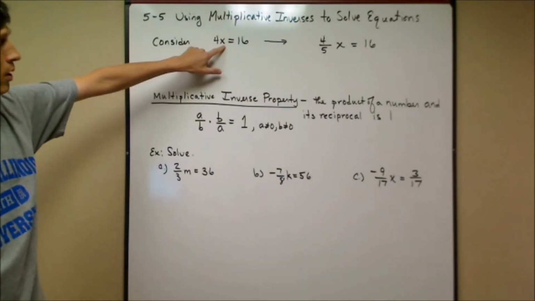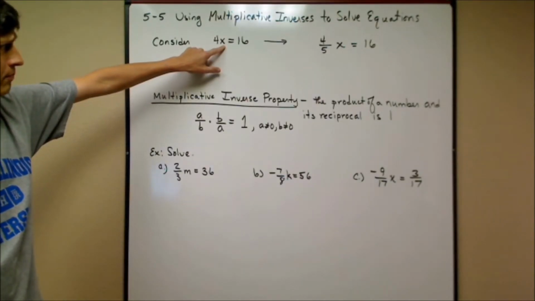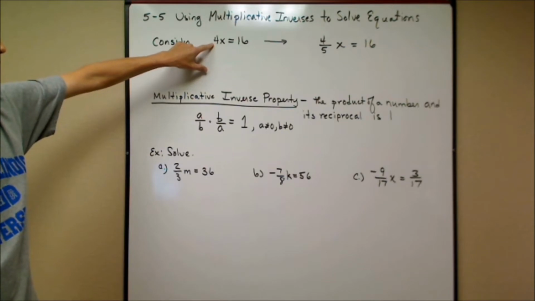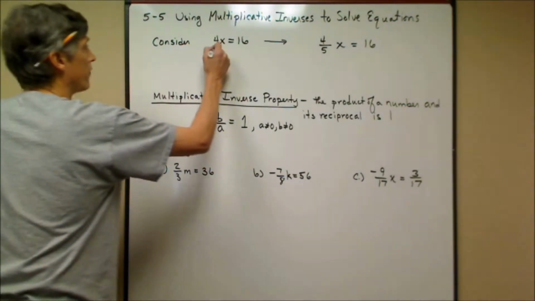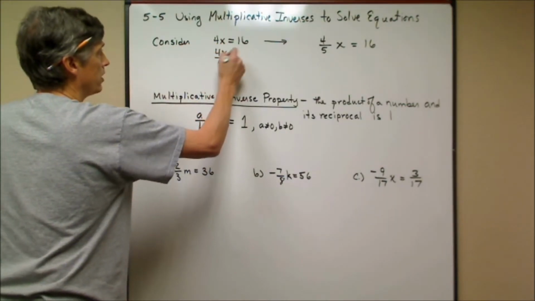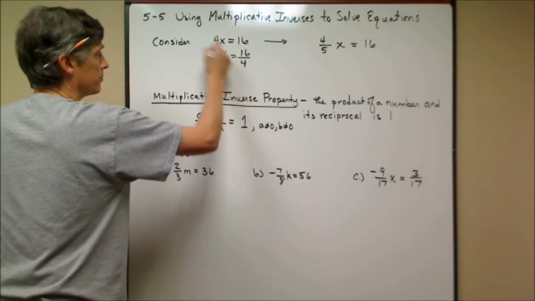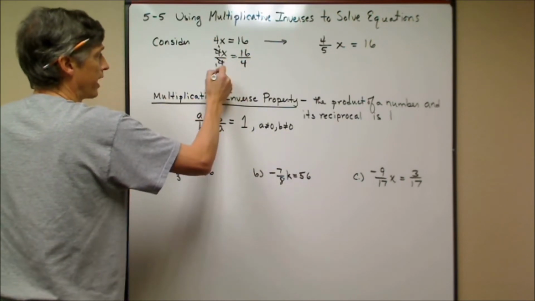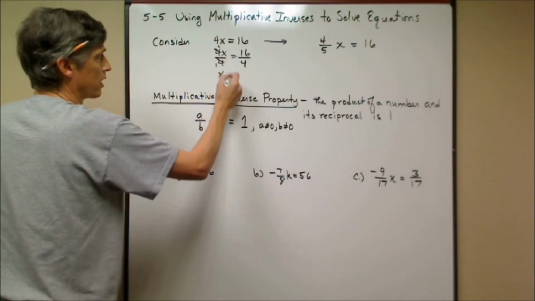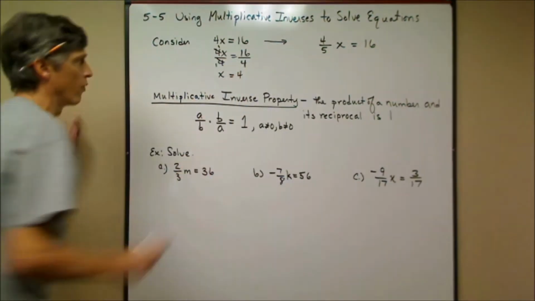We solved this one by doing the inverse operation. We are multiplying by 4. The inverse of multiplying by 4 would be to divide by 4. So we divided both sides by 4 to come up with our answer. 4 is canceled. That's why we did the inverse operation, and 16 divided by 4 is 4.